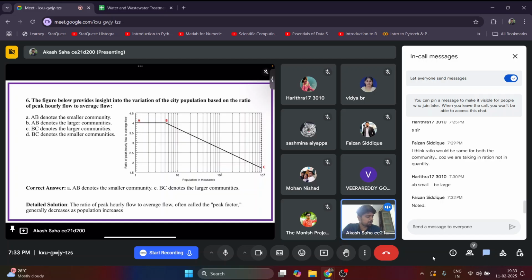So the ratio of peak hourly flow to average flow, often called the peak factor, generally decreases as the population increases.